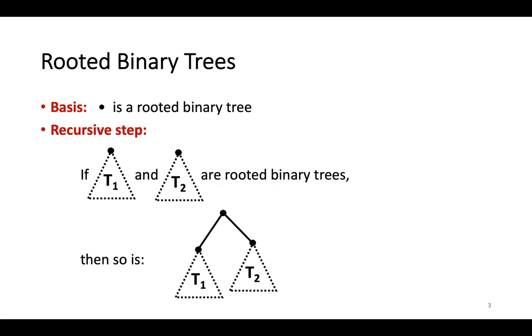The basis is a single root node, which is a rooted binary tree as well. And we need to combine two other rooted binary trees with this root node. We can make another root node like this.